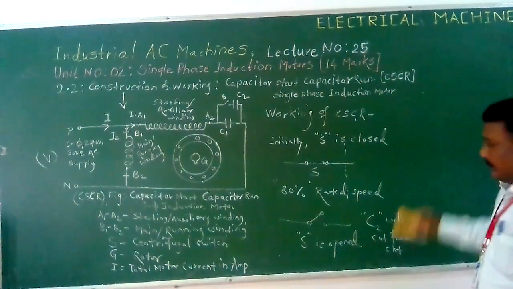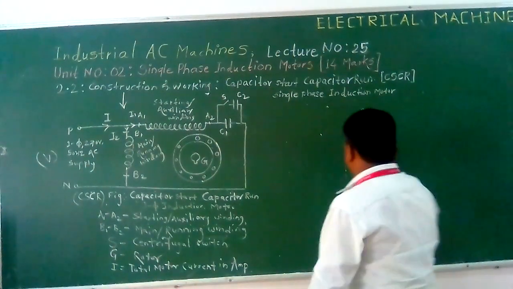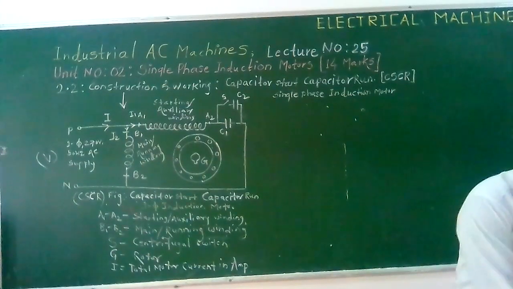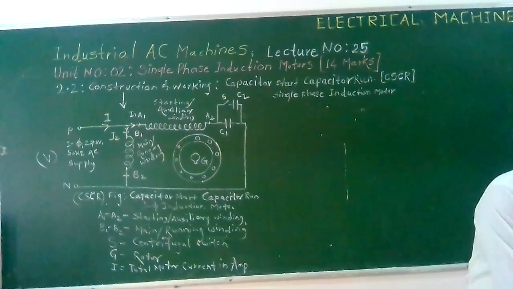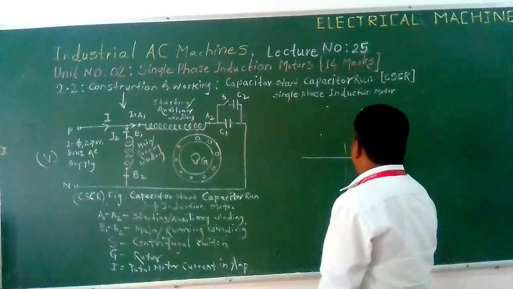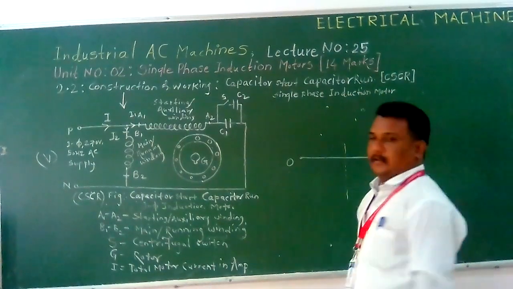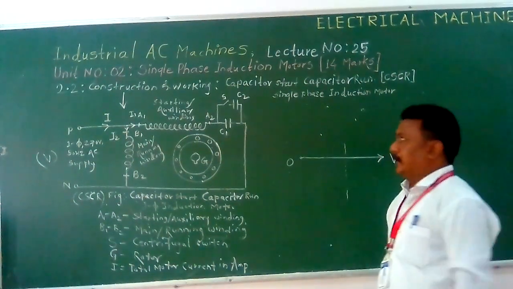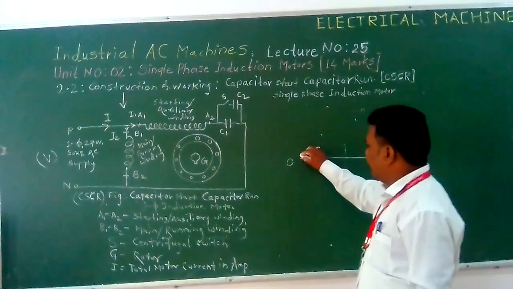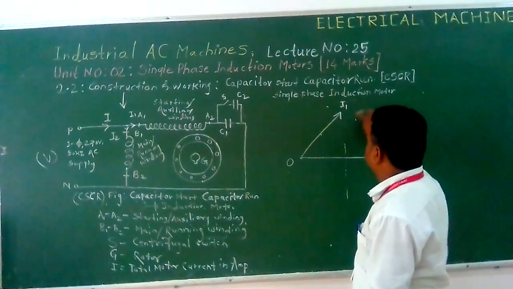Now the phasor diagram. The phasor diagram also belongs to the working. The phasor diagram is the same as for the capacitor start induction run. We know that this is the applied voltage V, and we know that the starting winding current I1, due to C1 C2, is leading the applied voltage. This is I1.